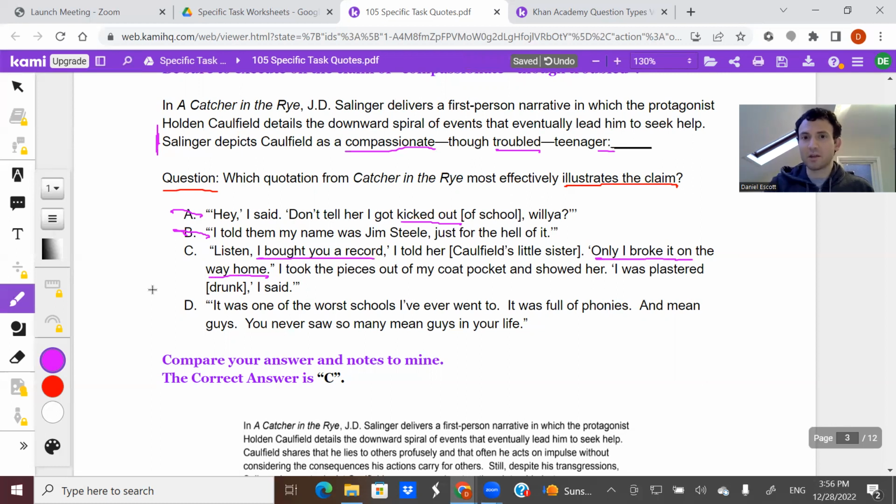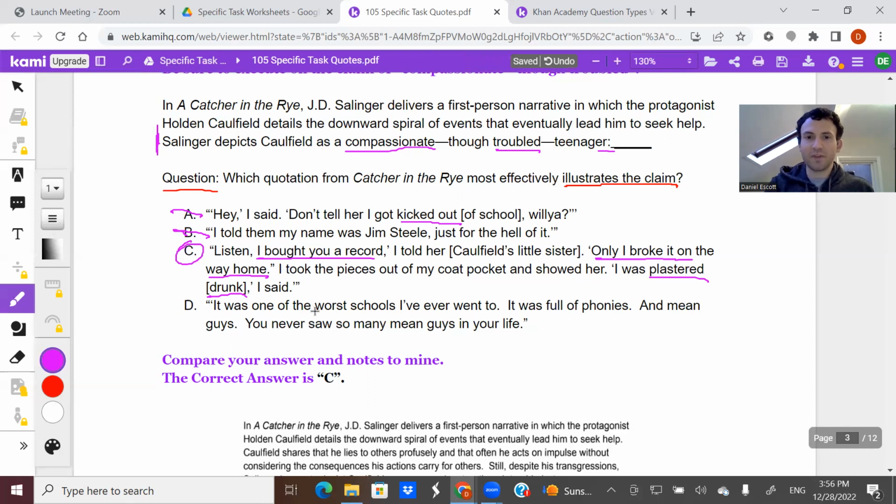It has meaning. So he feels like even sharing the pieces of this record is him kind of showing his love for his sister. That said, why did he break it? Well, because he was too drunk. So right there we have compassionate and troubled.